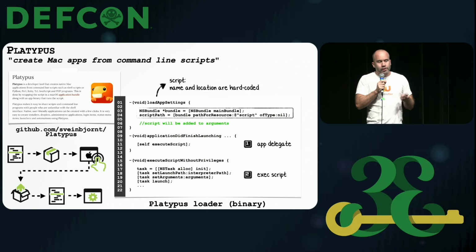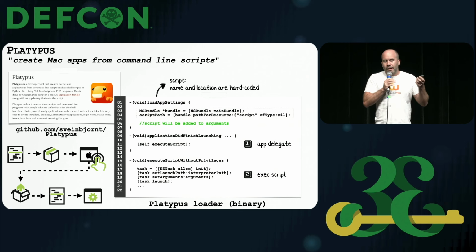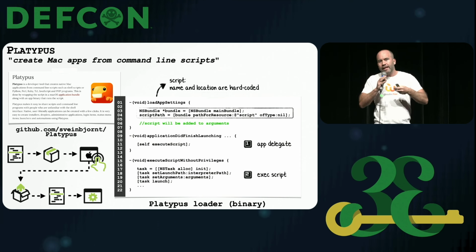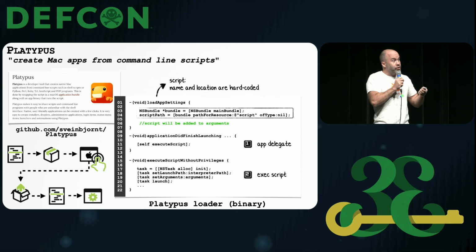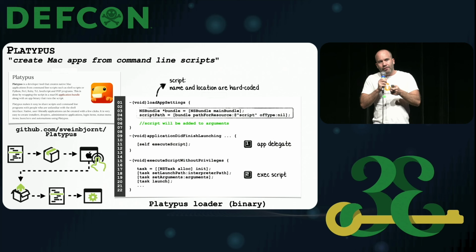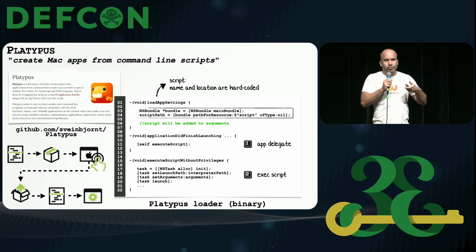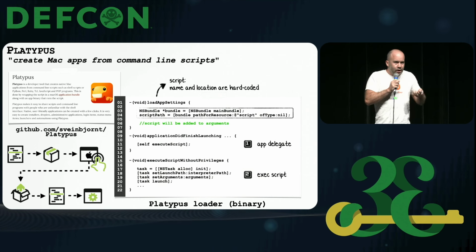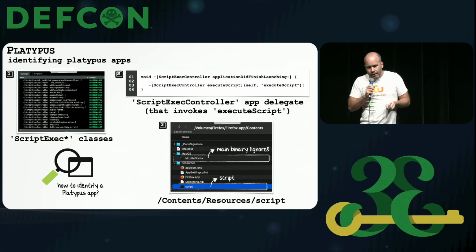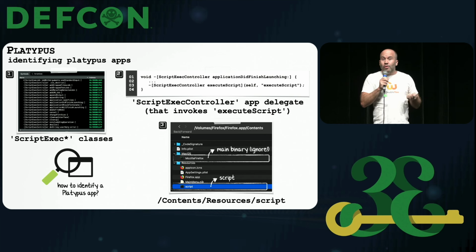Platypus is open source, and as its developers say, it allows you to create Mac apps from command line scripts. Since it's open source, we can actually look at the loader code. This is the binary component that gets packaged up and runs, for example, when the user double-clicks it. And we can see, for example, the name and location of the script is directly hard-coded. Also, when this binary component is run, all it does is go and execute a script. So this makes it actually pretty easy to identify Platypus applications.